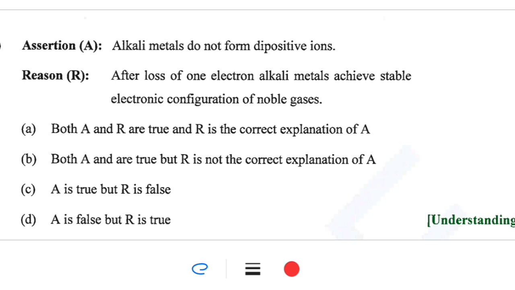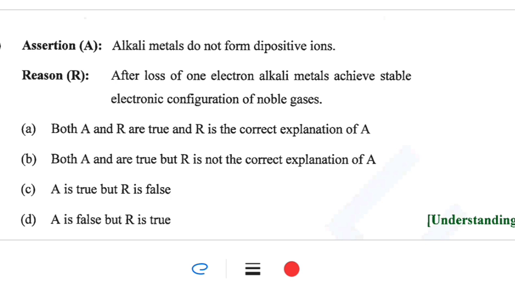Alkali metals do not form dipositive ions. Assertion: alkali metals do not form dipositive ions. And the reason: after an atom loses one electron, alkali metals achieve the stable electronic configuration of a noble gas.